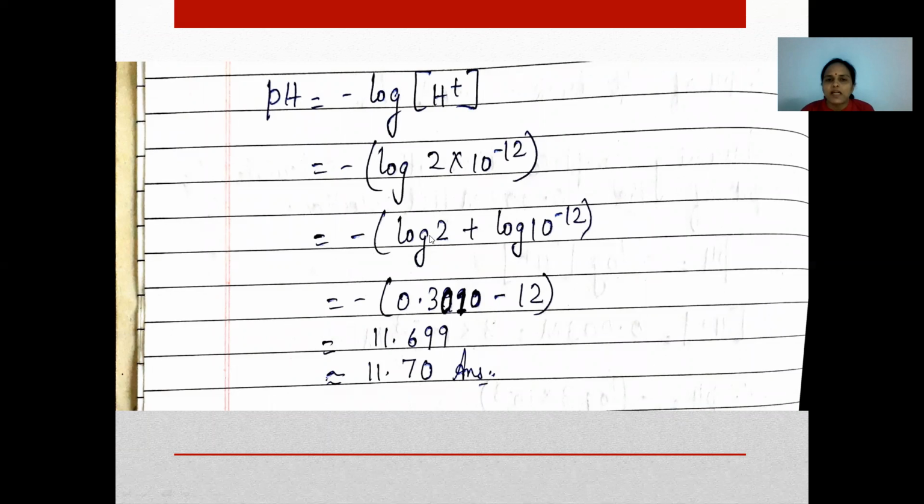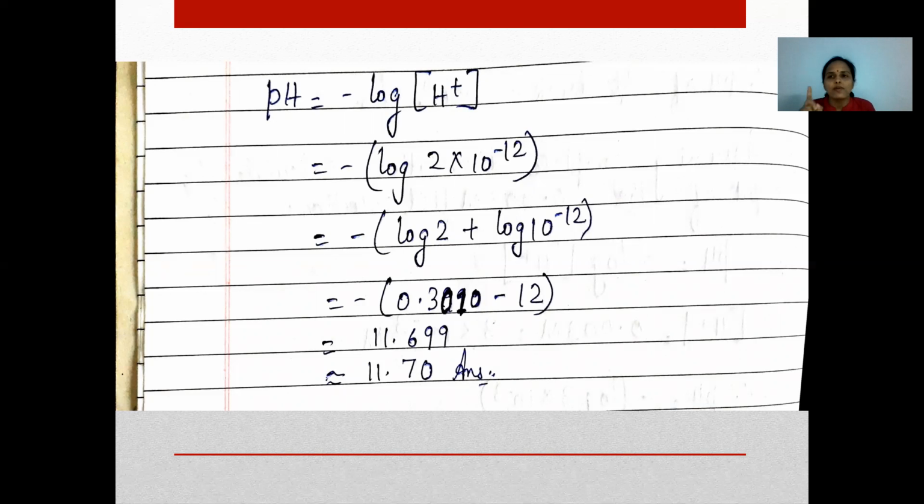Minus sign is outside the bracket. Log 2 plus log 10 raised to minus 12. Value of log 2 is 0.3010 minus 12 log 10. Log 10 value is 1, and on substitution, subtracting, we get the value as 11.699. Approximately the answer is 11.70.